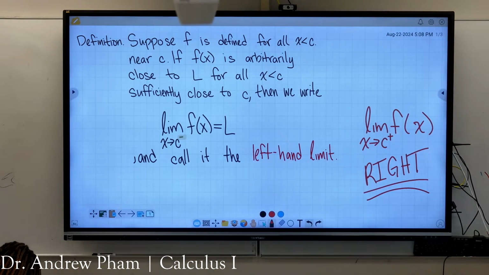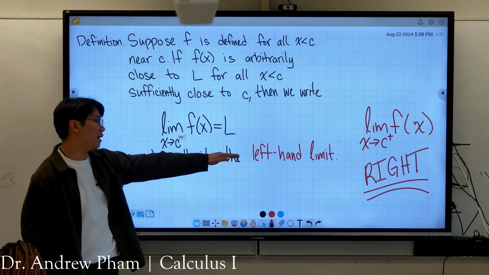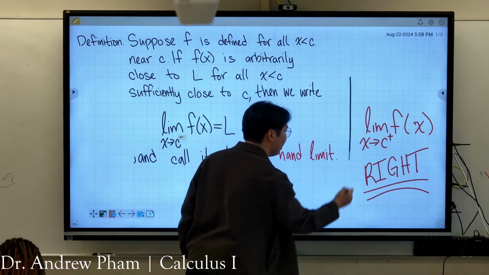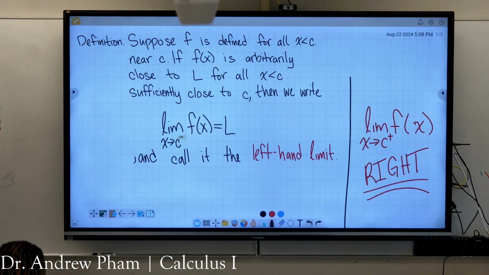The reason I didn't write this whole definition again is the wording is almost exactly the same. Like this, instead of working to the left, I'm working to the right. This right here, the definition is the left-hand limit. I should put this in a different color. So if you see the minus, it's left hand, plus is the right hand limit.